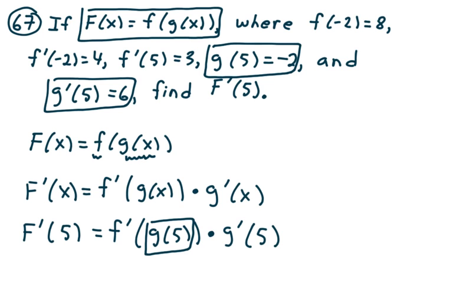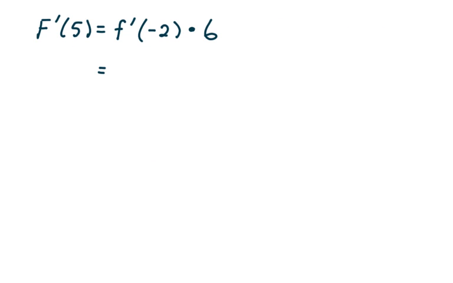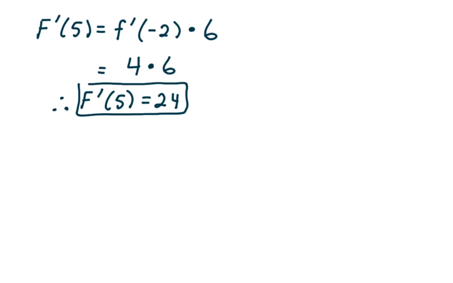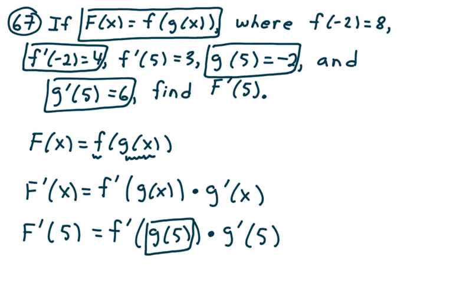Now, f prime of negative 2, if I come here, I notice that that's 4. So this is equal to 4 times 6. And so it looks like capital F prime of 5 is equal to 24. So in a problem like this, I took the derivative and I just picked out the information that I needed. And it doesn't look like I needed all of the information, as you will see.